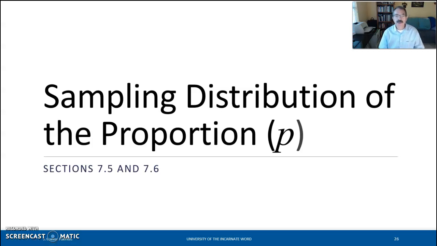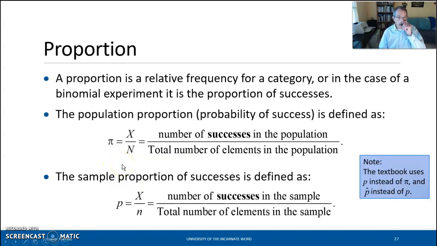In this fourth section of the Module 7 lecture, we're going to talk about the sampling distribution of the proportion, and this is covered in sections 7.5 and 7.6 of the textbook. All right, just to clarify, the proportion is a relative frequency for a category, or in the case of a binomial experiment, the proportion of successes.